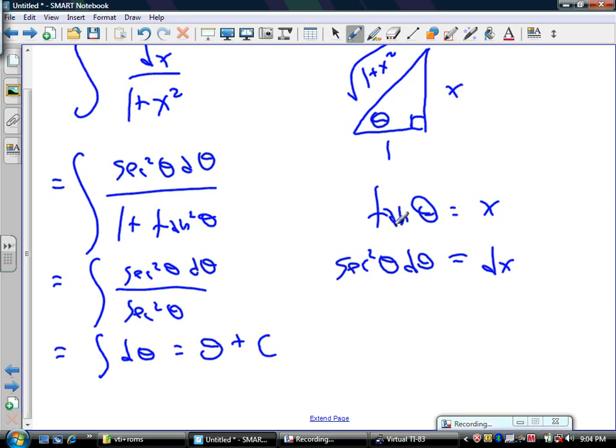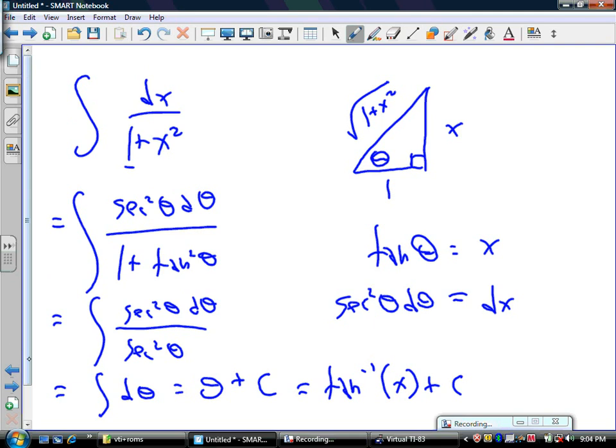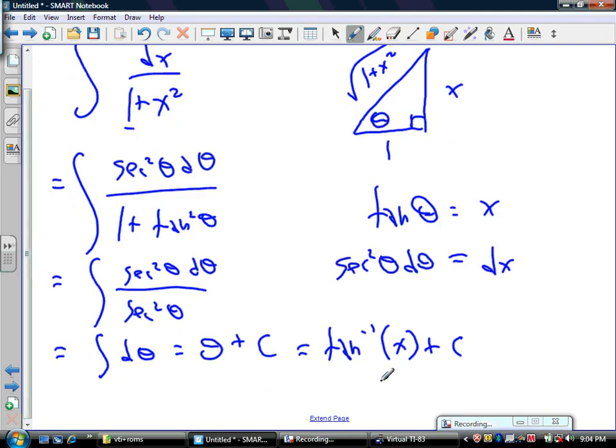If x is tan theta, how do you get theta alone? How do you get rid of tan? What's the opposite of tan? The inverse tan. If I arctan both sides, theta is the arctan of x. So theta is the arctan of x. So if you didn't believe it before, this antiderivative is the arctan. There it is. Okay? All right, so that's called trig sub.